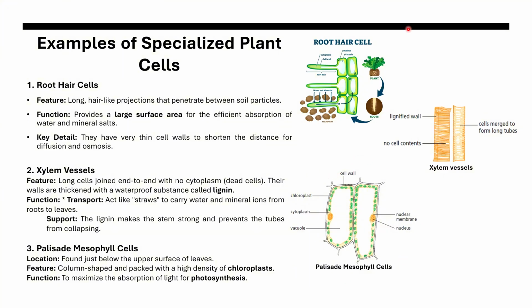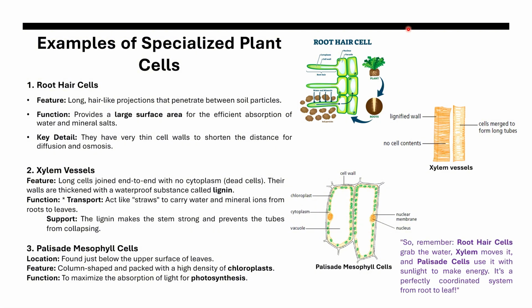Because of their shape and position, they act like a wall of solar panels, perfectly arranged to maximize the absorption of sunlight for photosynthesis. This is where the plant makes its food. So being at the top and full of chlorophyll is key.